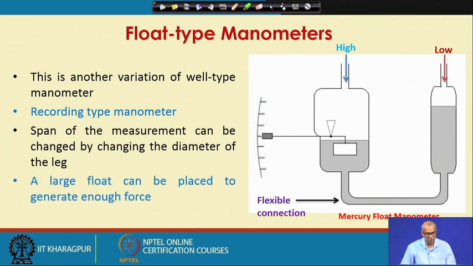So, the span of the measurement can be changed by changing the diameter of the leg. A large float can be placed to generate enough force, so that the pointer and scale movement is possible. So, we stop our lecture 21.